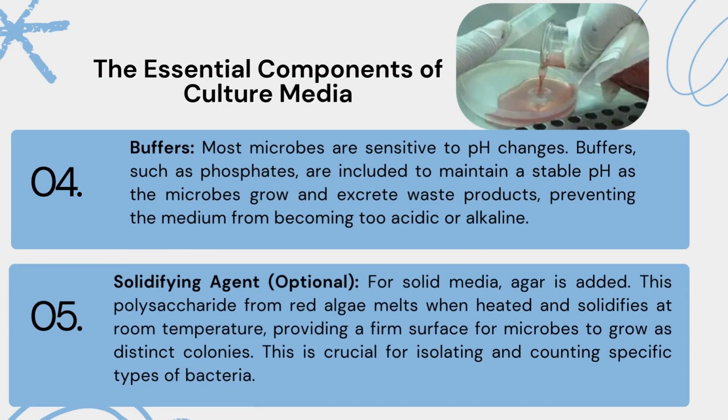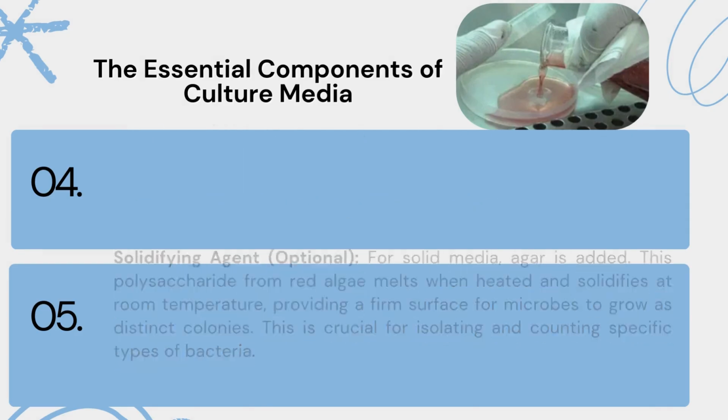Let us talk about buffers. Most microbes are sensitive to pH changes. Buffers such as phosphate are included to maintain a stable pH as the microbes grow and excrete waste products, preventing the medium from becoming too acidic or alkaline. The last one is the solidifying agent. This is optional. For solid medium, agar is added. This polysaccharide from red algae melts when heated and solidifies at room temperature, providing a firm surface for microbes to grow as distinct colonies. This is crucial for isolating and counting specific types of bacteria.